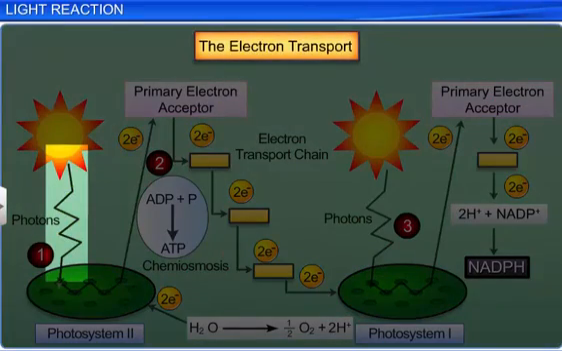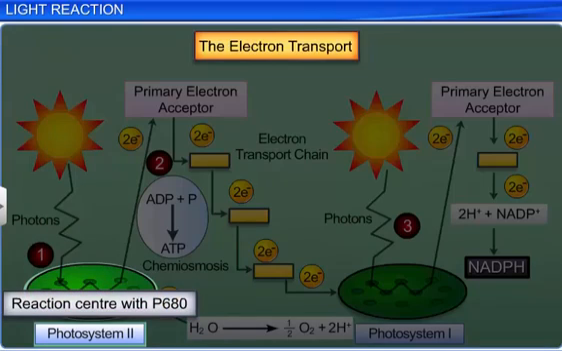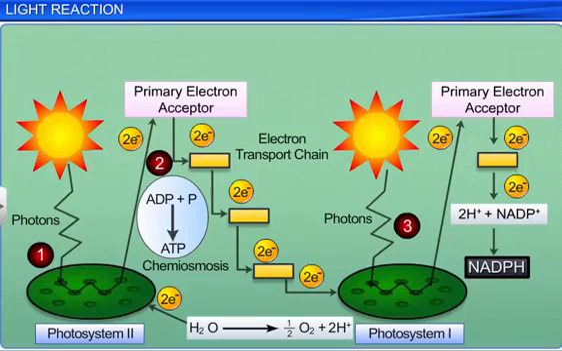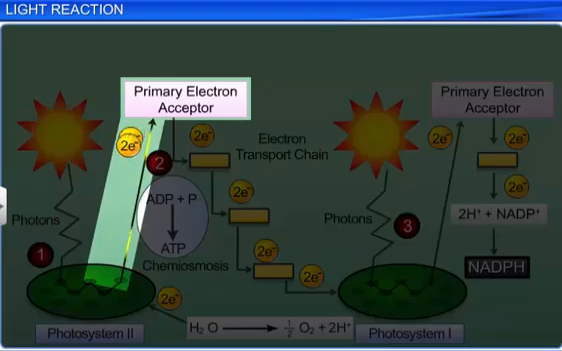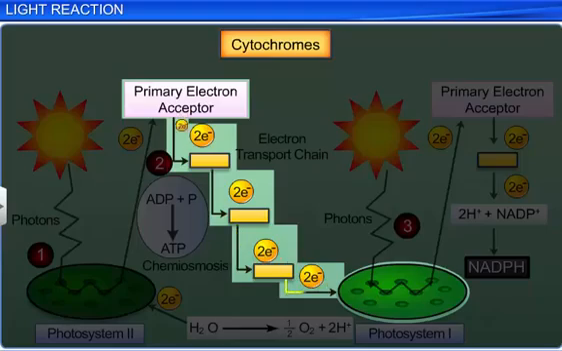In the light absorption stage, the chlorophyll A in PS2 absorbs the 680 nm wavelength of red light. This causes excitation of electrons, thereby attaining high energy levels. These electrons are picked up by an electron acceptor, which transfers them to the electron transport system. The electron transport system consists of cytochromes. The movement of electrons is downhill in terms of lower redox potential.